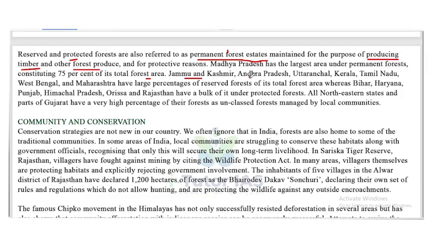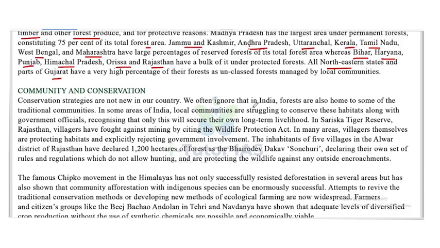Jammu and Kashmir, Andhra Pradesh, Uttarakhand, Kerala, Tamil Nadu, West Bengal, and Maharashtra have a large percentage of reserved forest of their total forest area, whereas Bihar, Haryana, Punjab, Himachal Pradesh, Orissa, and Rajasthan have a bulk of it under protected forest. All northeastern states and parts of Gujarat have a very high percentage of their forest as unclassed forest, managed by local communities.